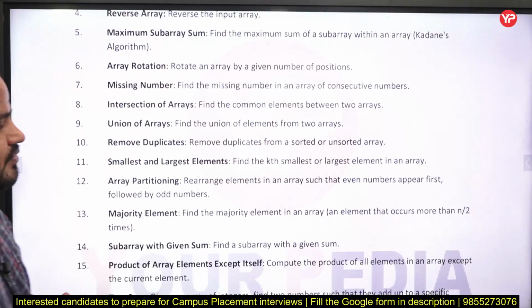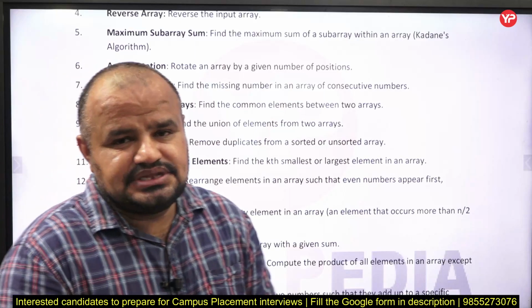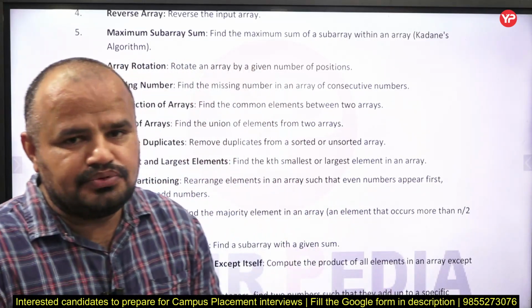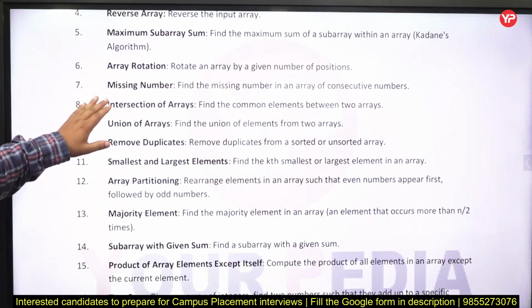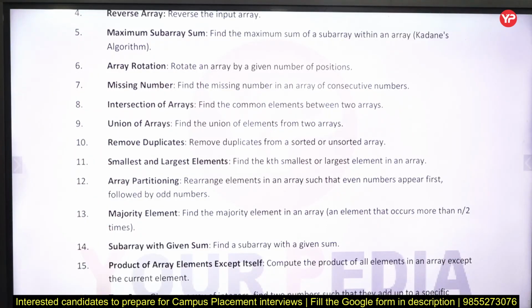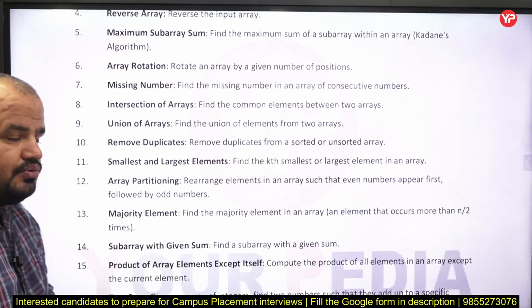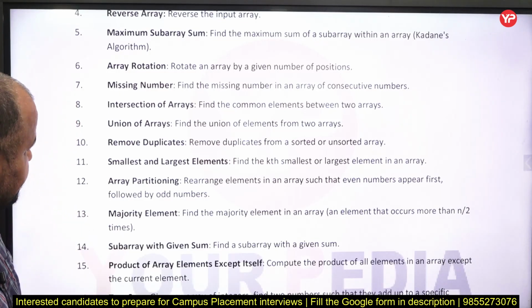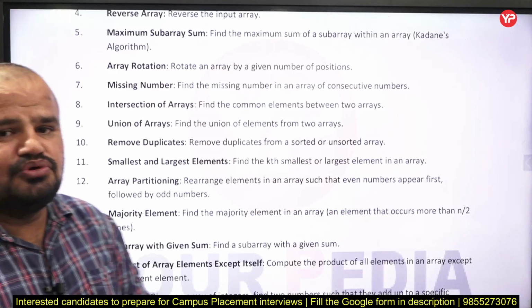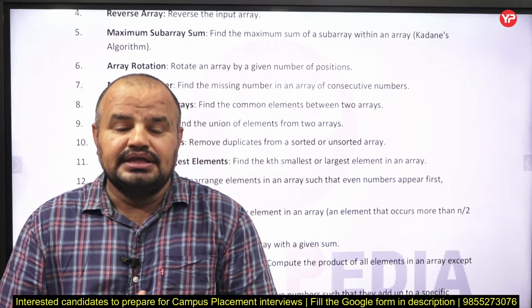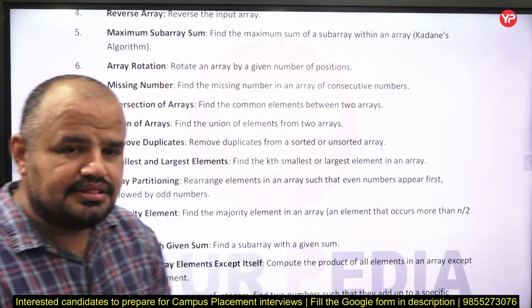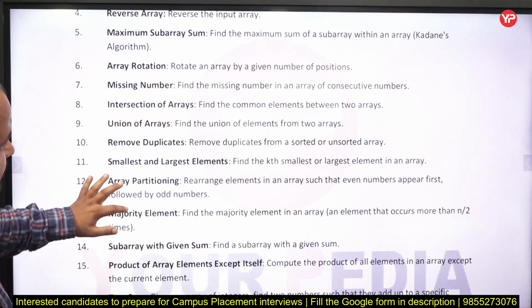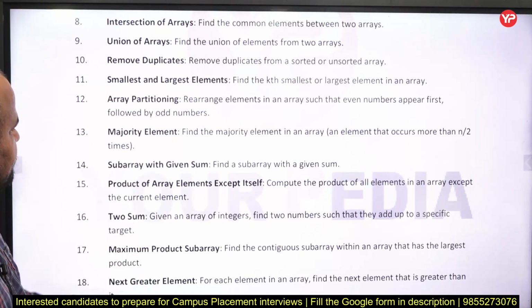Next, we have the union and intersection of arrays. Two input arrays are given, so you have to merge those two arrays and find the common elements between them. Now you need to remove duplicate elements if they exist. Then we have to find the smallest and the largest element, that may be the first smallest, first largest, or the nth largest or nth smallest, like the kth smallest or kth largest problem. Then we need to partition the array, again an important problem.